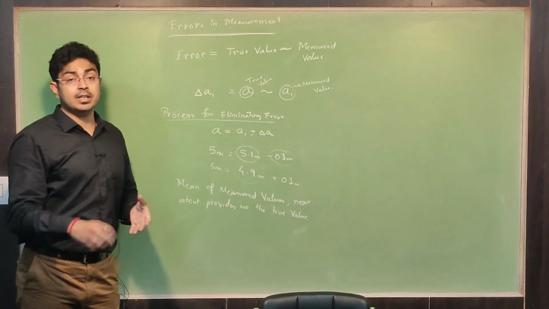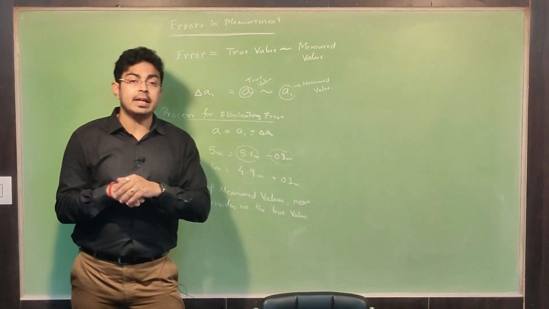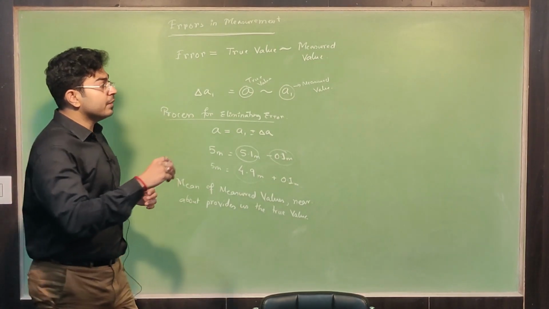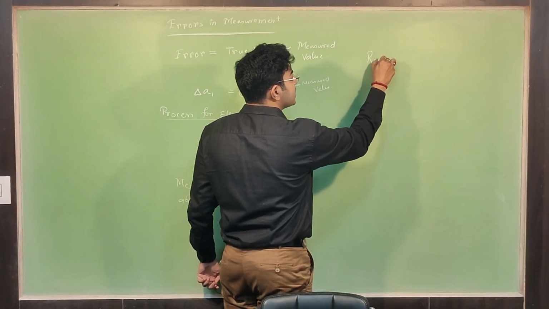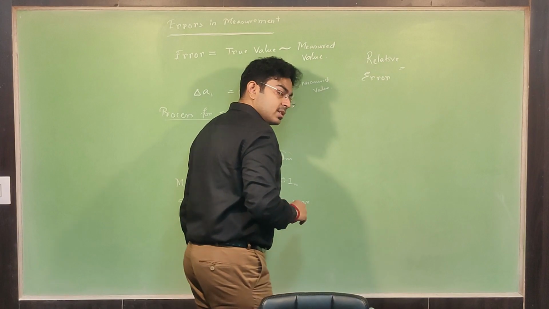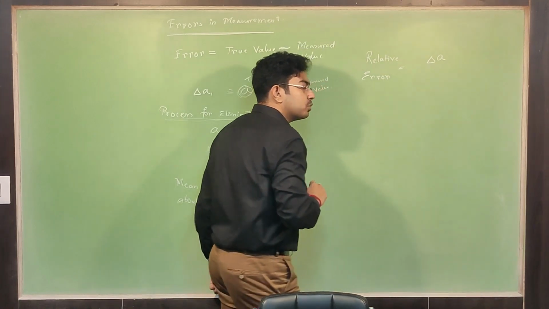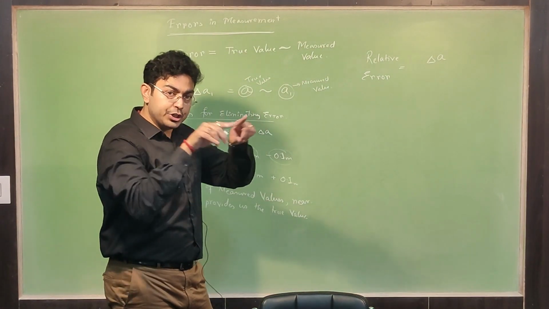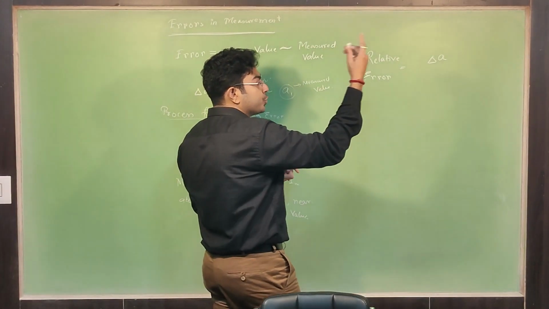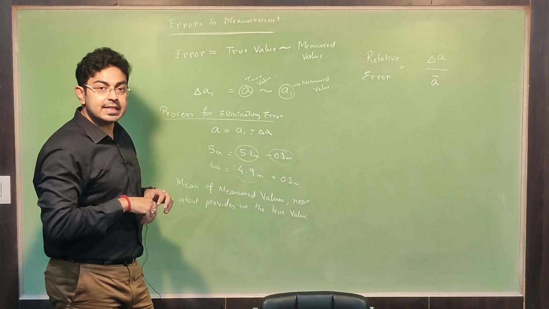Now there are different types of error that we have to find out. Suppose you have done one experiment, and in that experiment I want to know how much error is there. For that there are two processes of understanding. One is relative error. What is the meaning of relative error? You have done one experiment, and in that experiment the error comes out to be delta A in your measurement. And what is the true value? True value, as I told, is the mean of all the readings that I have taken.